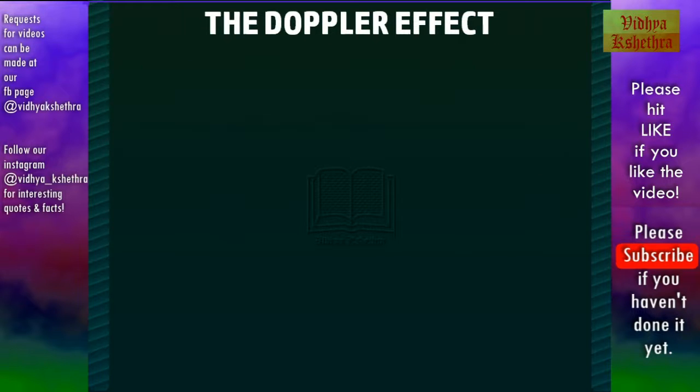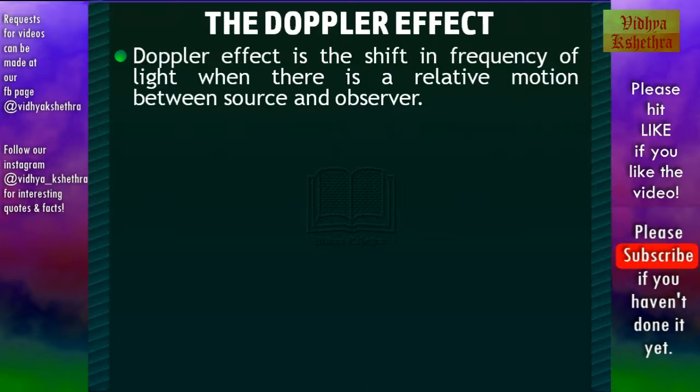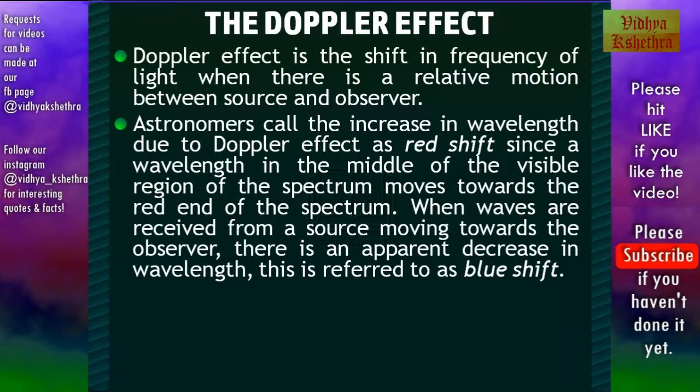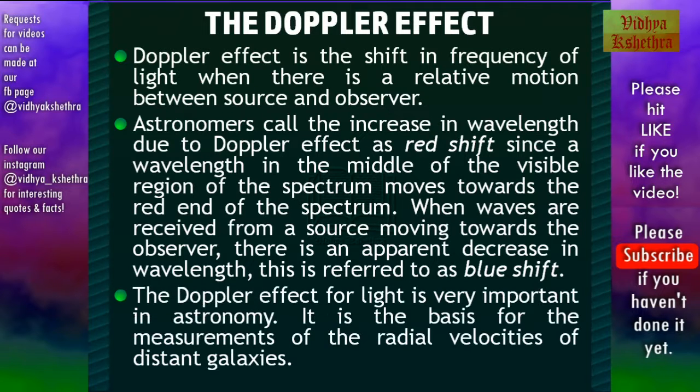Now we can see the Doppler effect of light. Doppler effect is the shift in frequency of light when there is a relative motion between source and observer. Astronomers call the increase in wavelength due to the Doppler effect redshift, since the wavelength in the middle of the visible region of the spectrum moves toward the red end of the spectrum. When waves are received from a source moving toward the observer, there is an apparent decrease in wavelength. This is referred to as blue shift. The Doppler effect for light is very important in astronomy. It is the basis for the measurements of radial velocities of distant galaxies.